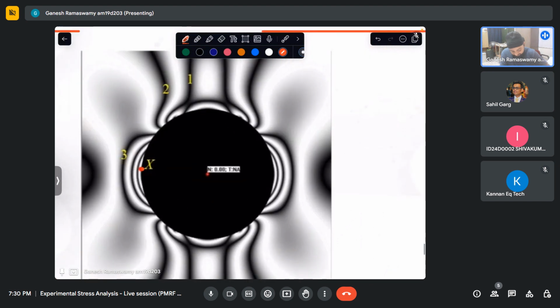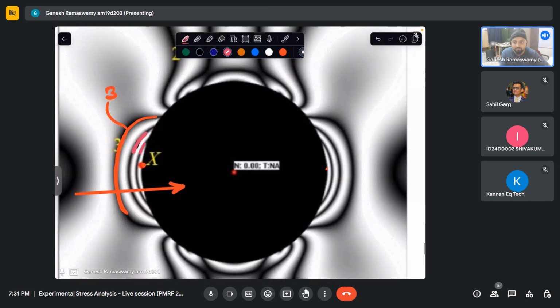So essentially, since this is a solid continuum, if this is fringe order 3, we know that the gradient of the fringe order is like that. Stress gets concentrated more here as compared to somewhere here. So the stress is climbing that way. So if this is 3, then naturally the next fringe order would have to be 4, in which case this would have to be 5.